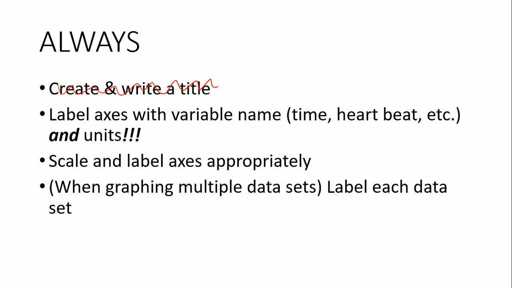And then this is also a big problem. You need to scale and label your axes appropriately. And we will talk about that in a moment. When you're graphing multiple data sets, make sure each data set is labeled. So if you're graphing, like, with caffeine and without caffeine as your sets of data, make sure you have it clearly labeled. The best way to do that is if you have data points, to use different symbols for the data points, or if it's a line graph, you can use different lines.